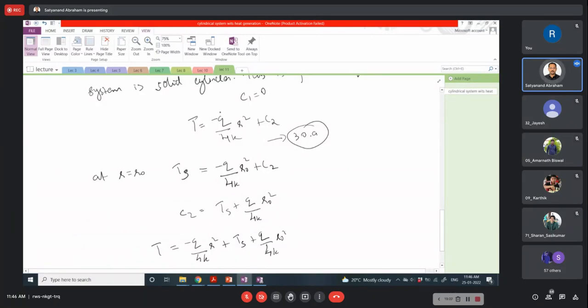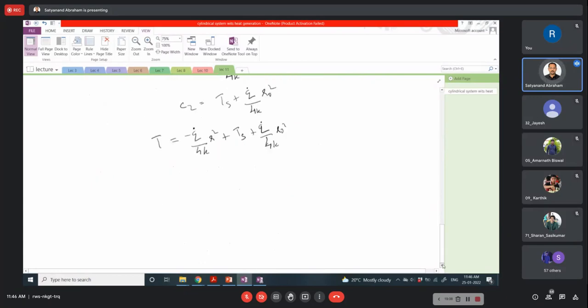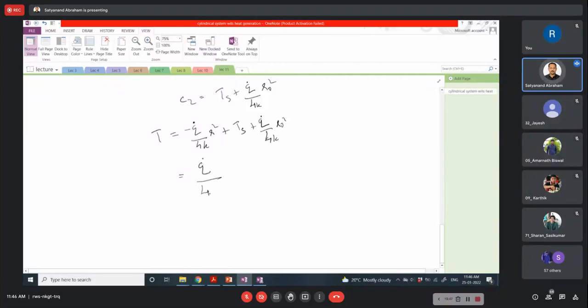It is not simply q, it is q generation divided by k. We can rearrange it. What we are going to get is q generation divided by 4k times r0 squared, and if you take it common, we get 1 minus r squared by r0 squared, plus Ts. This is the solution for temperature. This is how the temperature variation occurs in a cylindrical system with heat generation.